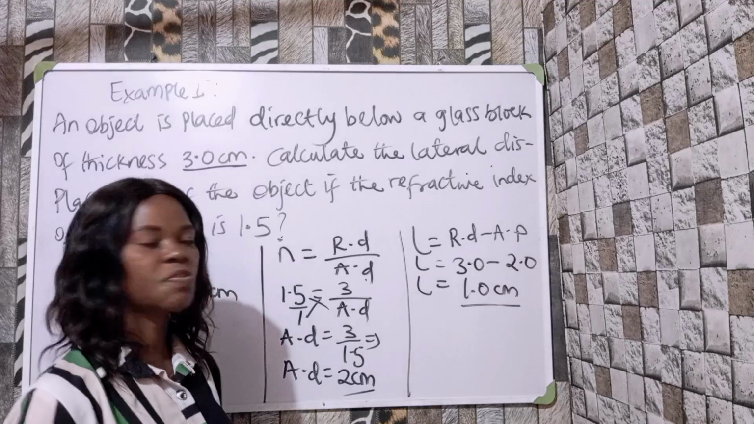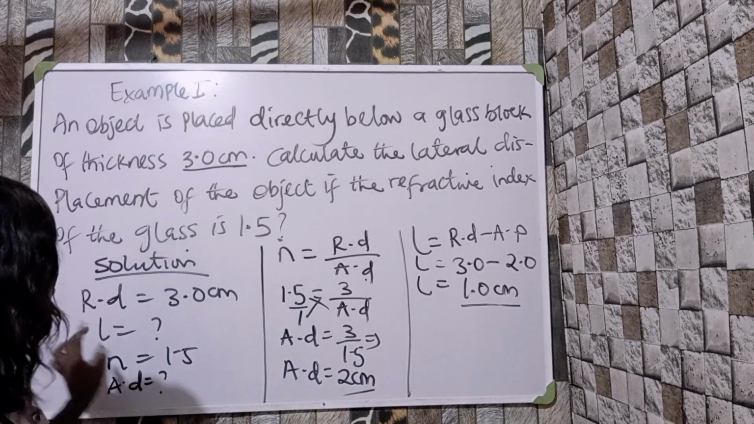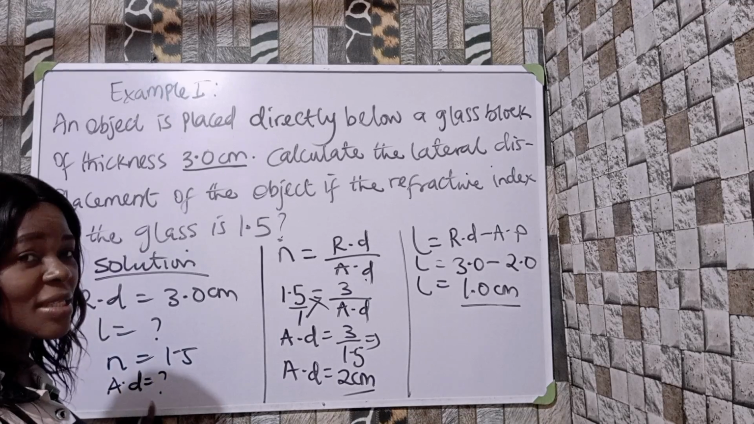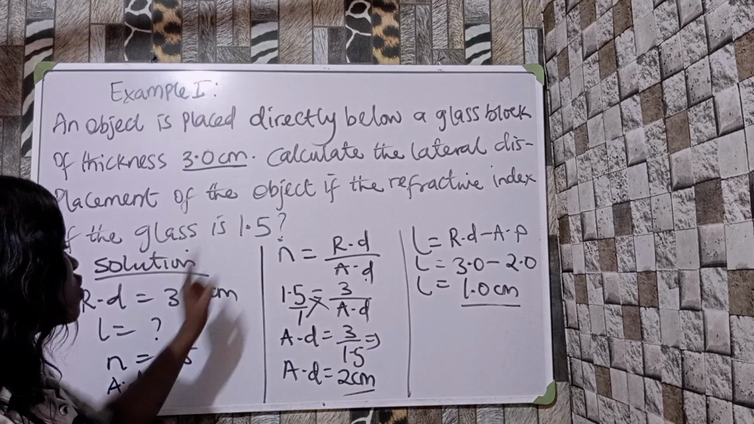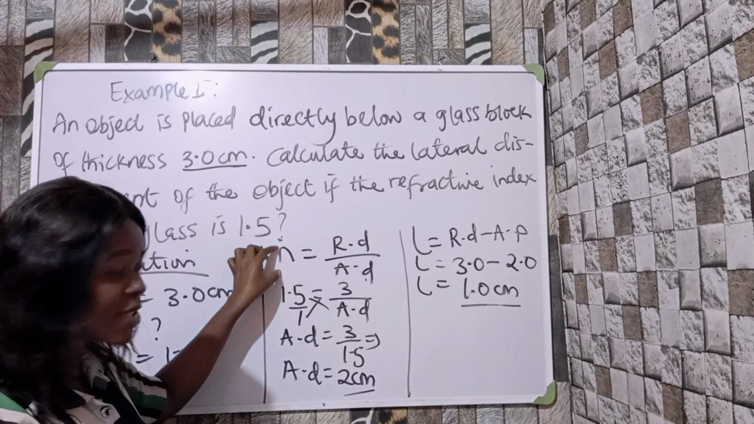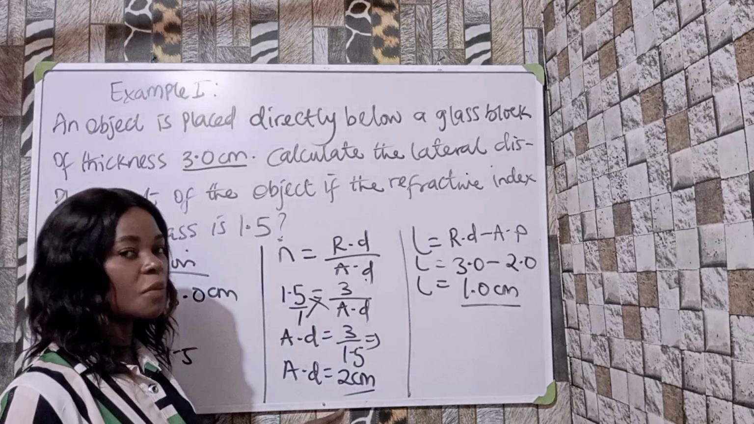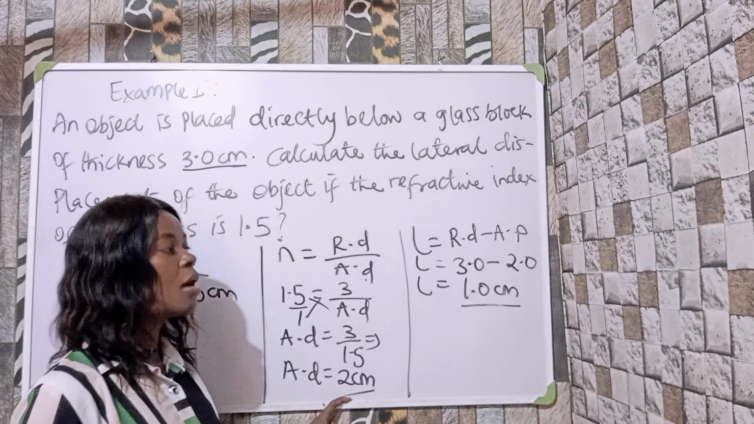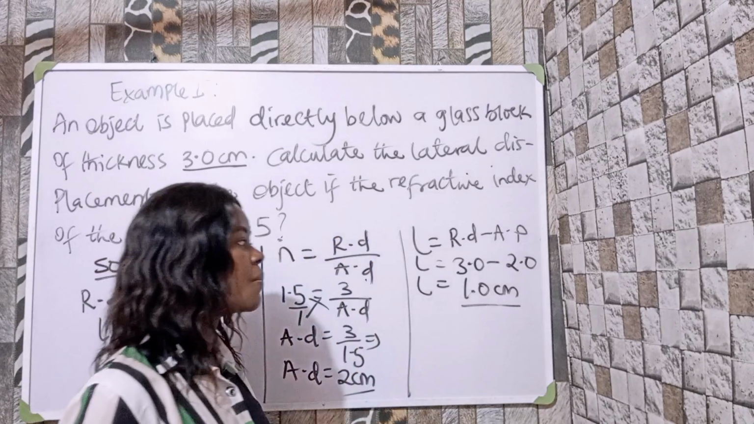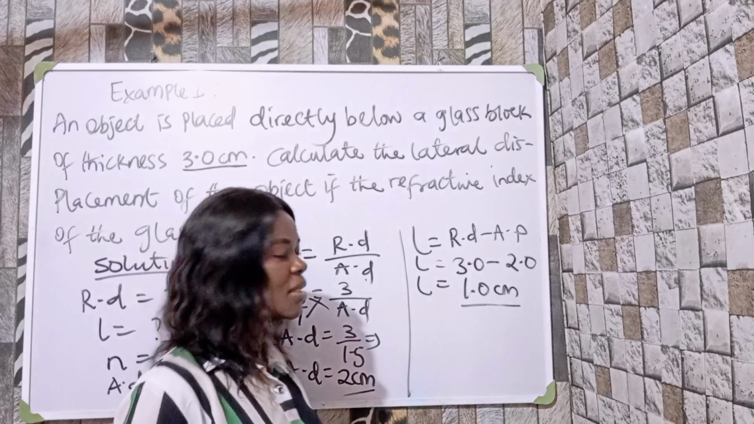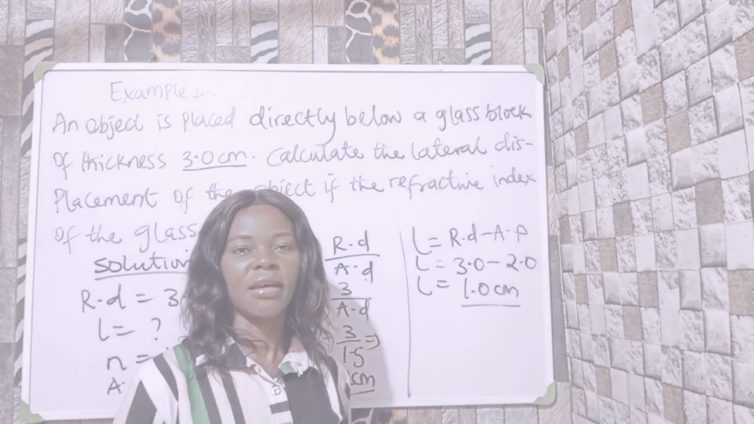Centimeters. So if you are given such problem, what you are going to do is to state the parameters, and for you to look for the lateral displacement, you must get the apparent depth. So the question is not a straightforward question, because you need to get the apparent depth using the formula refractive index n is equals to real depth over apparent depth, okay. Then making apparent depth the subject, we got 2 centimeters. All right, we now remember that lateral displacement is equals to real depth minus apparent depth, and we subtracted and got our answer as 1 centimeter. Hope you understand that. Let's look at another example.